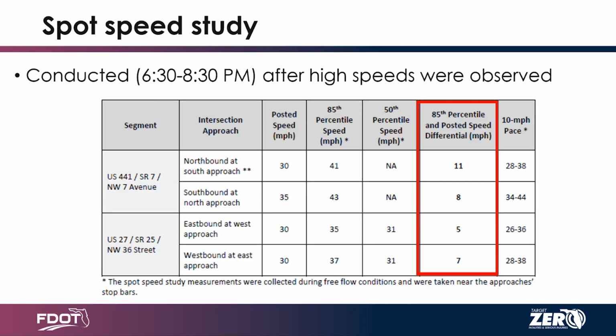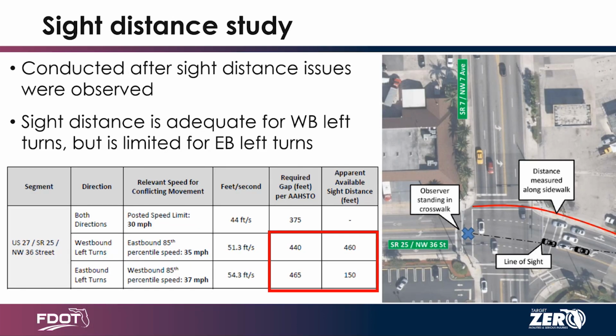So as I mentioned earlier, I believe talking with Lori, sometimes these observations do lead to additional studies. You see things, you want to look further at what's going on. Because high speeds were observed, they went back and conducted a spot speed study between the hours of 6:30 and 8:30. And it was determined that the 85th percentile speeds were as much as 11 miles per hour higher than the posted speed limit. So speed was definitely a concern, and they wanted to get good evidence of that and note that in the report.